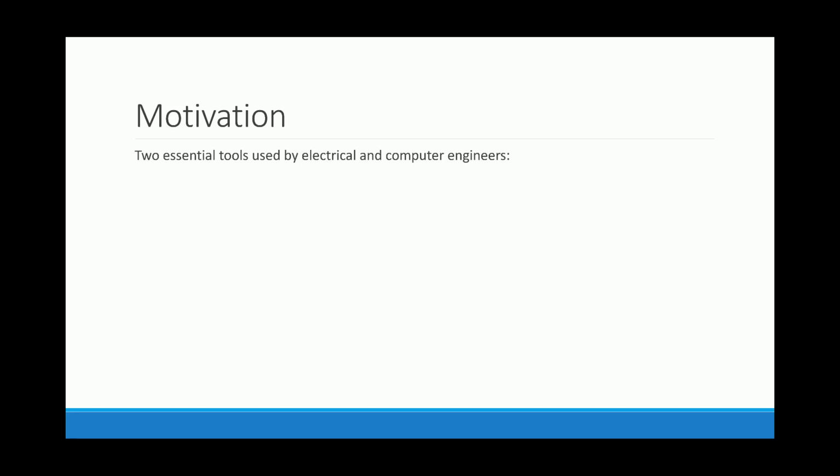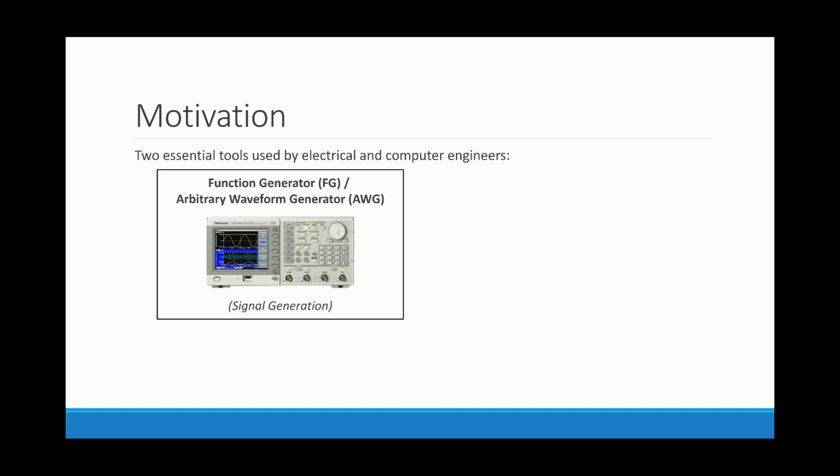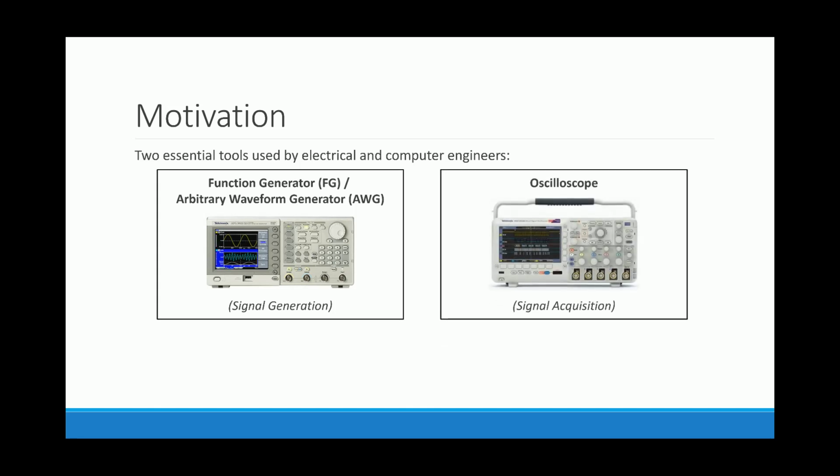First off, as electrical and computer engineers, we are often interested in signals. This includes generating signals and observing or acquiring signals. The essential tools that we need for high-speed signal generation and acquisition are the function generator, or more broadly, the arbitrary waveform generator, and the oscilloscope.